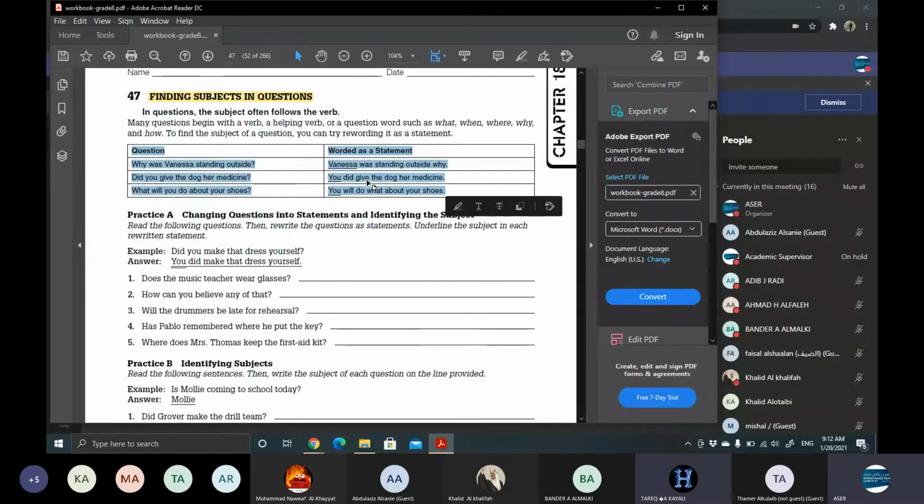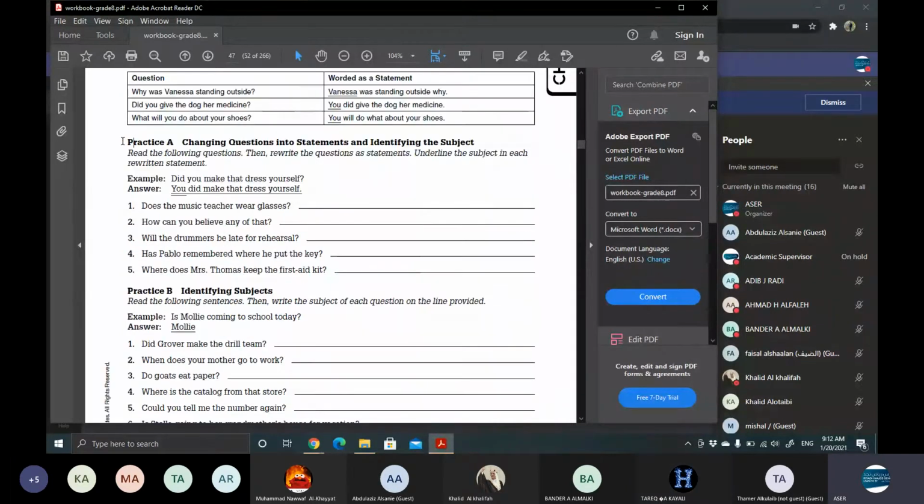Teacher, can I solve number 1? Yes, Haseen. In practice number 8, changing the questions into statements and identifying the subject. So we will alter all of these questions into statements. Then we will identify the subject by underlining it.